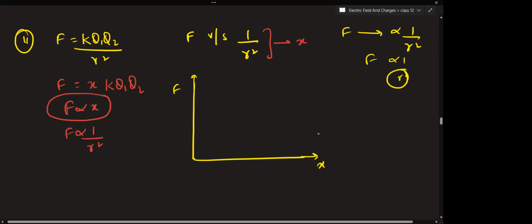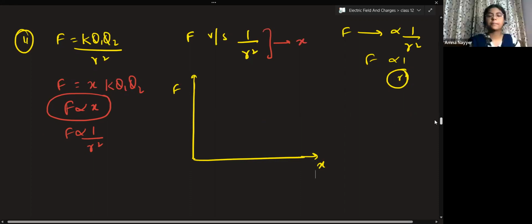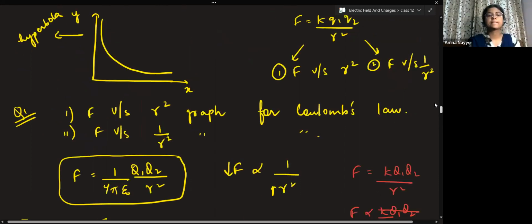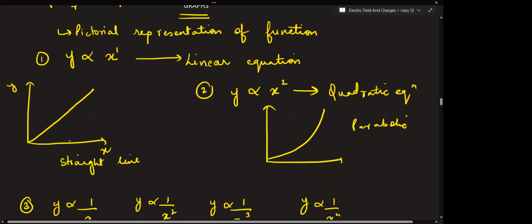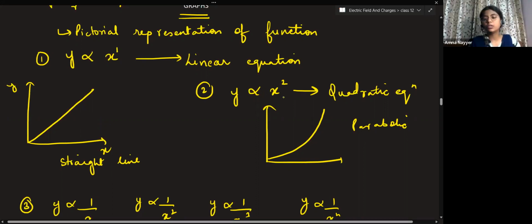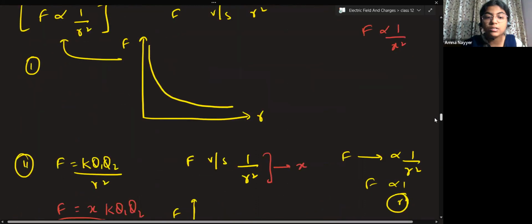Parabola? No, no, no. See, in a linear equation, y is directly proportional to x. We got a linear, or straight, line. Parabolic is when it is to the power 2, square. No, see, here we are not getting x square.